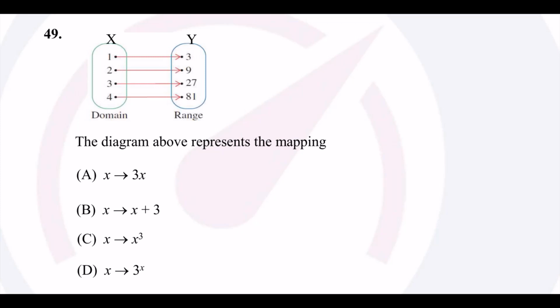X maps to 3x. That means that 3 times x will give you the y. So 3 times 1 gives you 3, alright? 3 times 2 is 6, not 9. And then 3 is 9, not 27, so that can't work. So let's try this one. If we have x plus 3, so 1 plus 3 is 4, 2 plus 3 is 5, 3 plus 3 is 6, that does not work at all. Then this one, no.